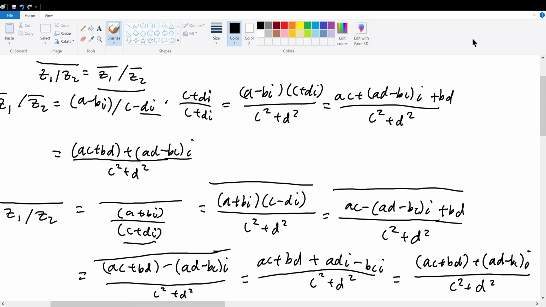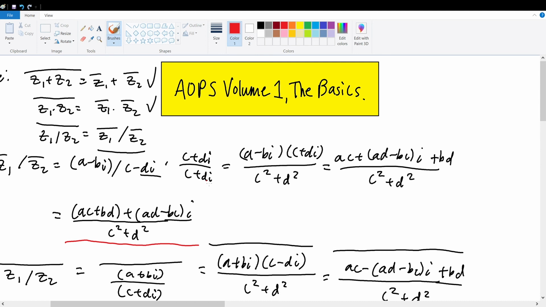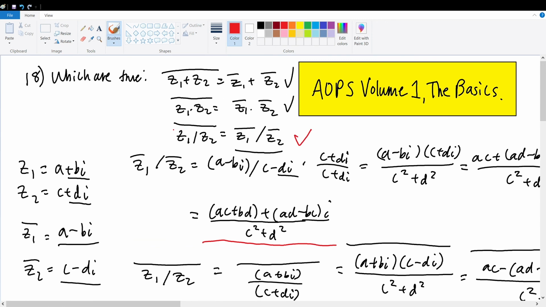And notice how, I'll circle in red because it's getting a little bit messy, this term right here is equal to the expanded form of z1 conjugate divided by z2 conjugate. These two terms are also equal to one another, therefore proving that our third and final criteria is also true. So we have proved that all three are true, and that's number 18.